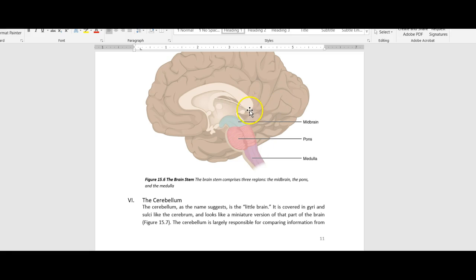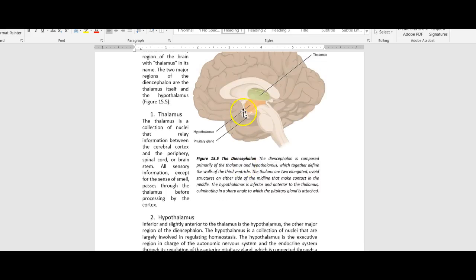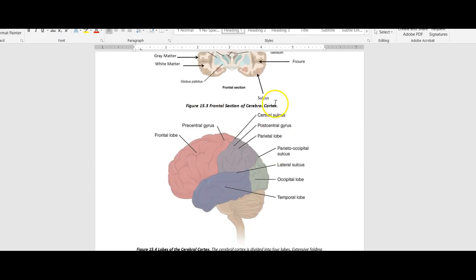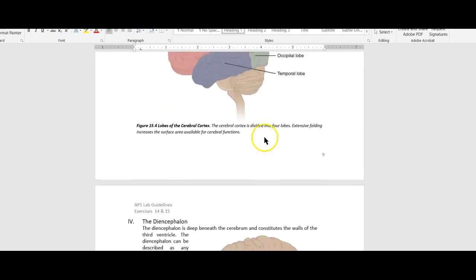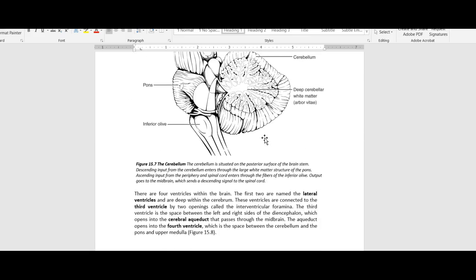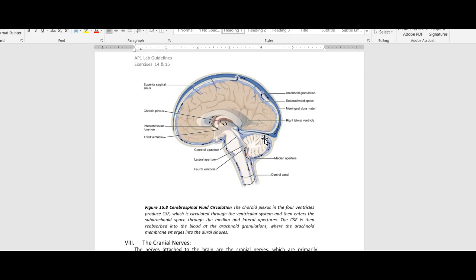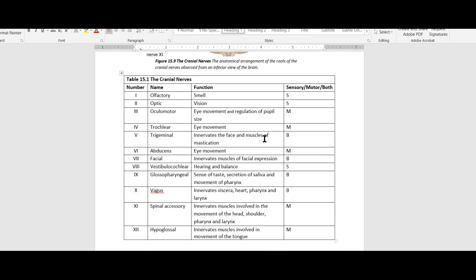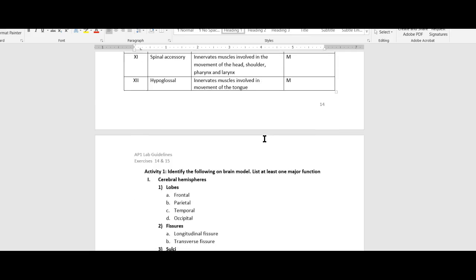Oh, I forgot. That little thing right there is the pineal gland. I don't know if it's labeled up here. It's not, but that's your pineal gland. Oh, do we not have it labeled anywhere in here for you? Sorry, I'm just noticing this. I assumed it was in there. No, it is not labeled, so add that in.